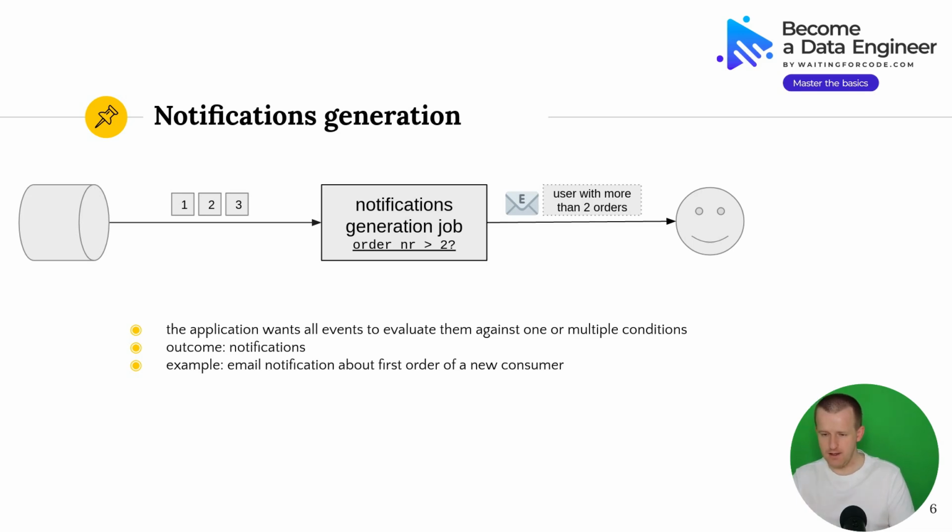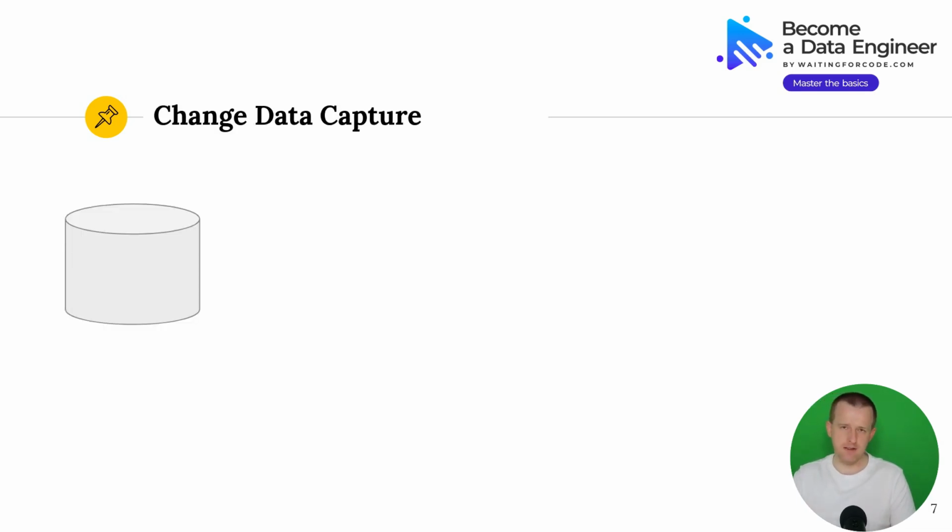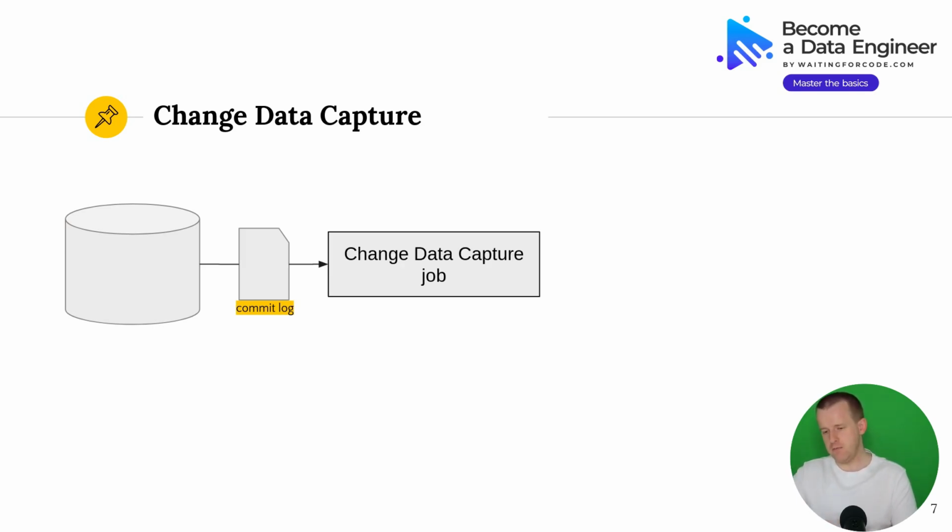The next purpose of streaming pipelines is something that you already saw if you joined the data ingestion module, the change data capture. Here we are reading the commit logs written by a database that are processed by the data capture job and written to a different streaming broker.